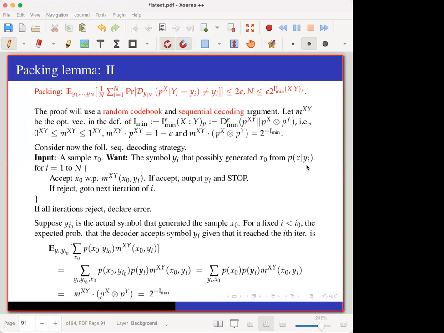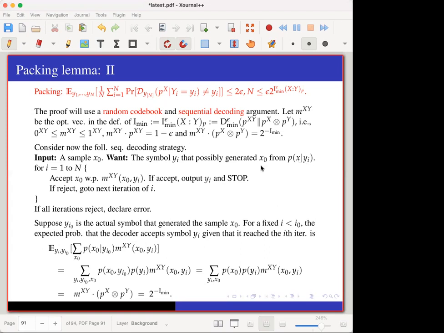So in this case, y1 to yn is fixed, which both Alice and Bob know. They know the set y1 to yn, but they don't know which yi has been picked. At least let us say Bob doesn't know which yi has been picked. If you're thinking of channel coding from Alice to Bob, all parties know the full sample set y1 to yn. Then Alice chooses a yi which Bob doesn't know, and she generates a sample x from px given yi.